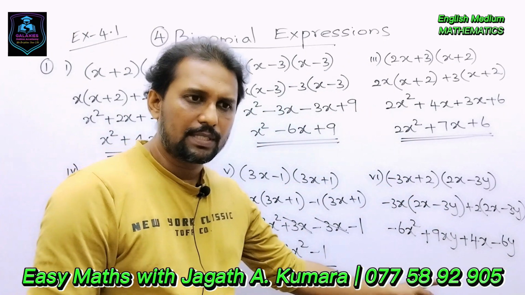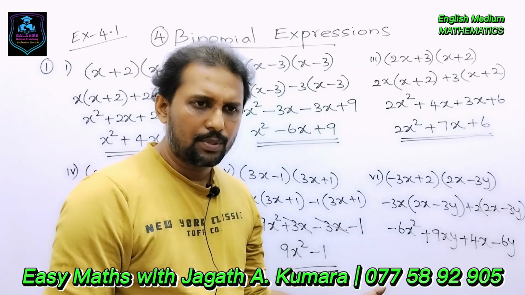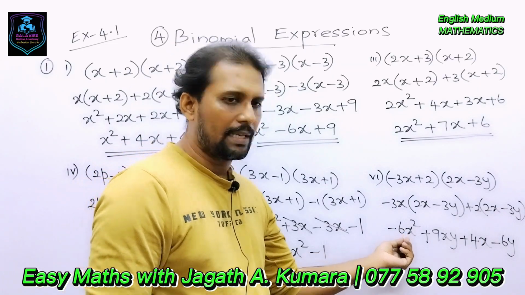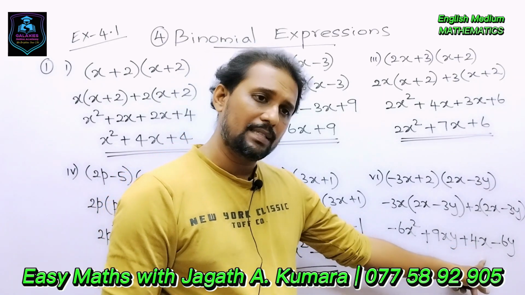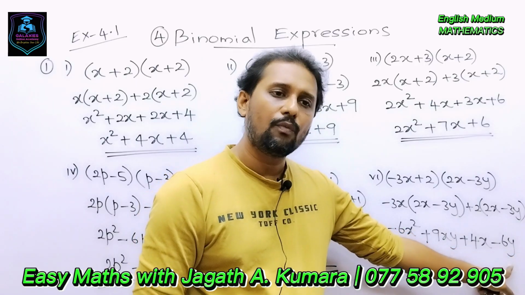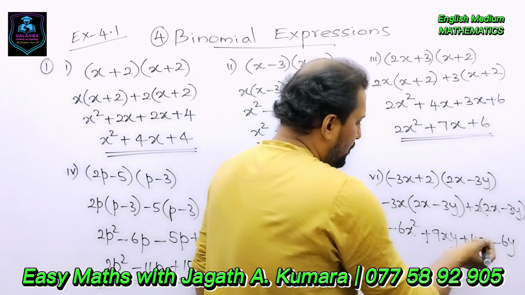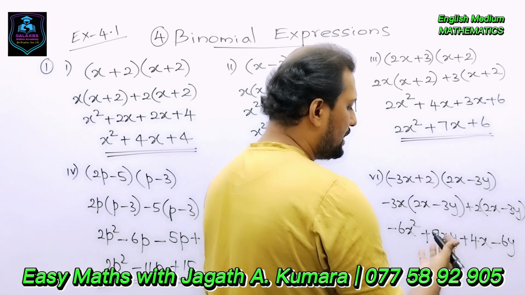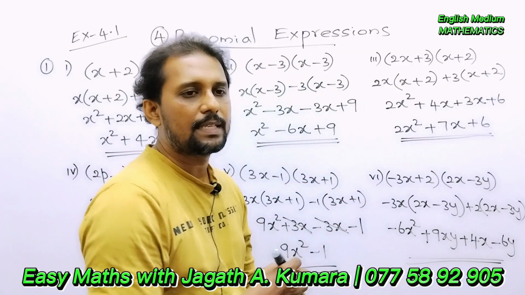What are the like terms of this one? There are no like terms, no? Right? This one x squared term, this one xy term, this one x term, and this one y term. There are 4 types of terms given. So we can't simplify the like terms here. So this is the final answer of the 6th part.